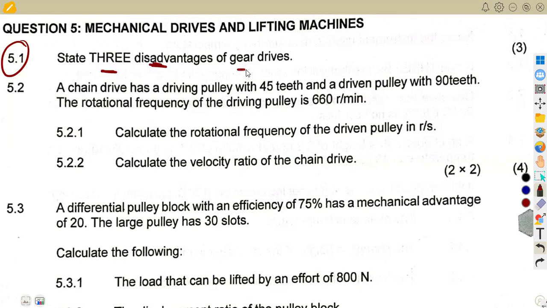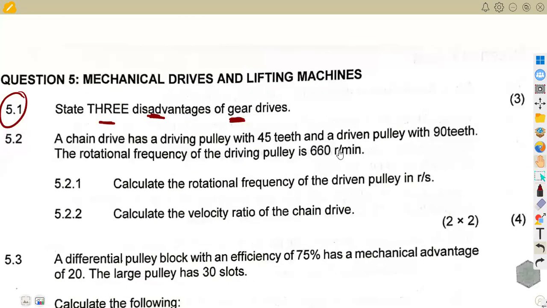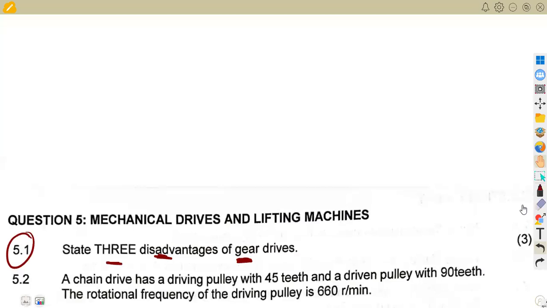disadvantages. Disadvantages of what? Of gear drives. I want us to be careful, the disadvantages of gear drives there. So we know of the advantages such as having a positive drive, the issue of being compact, this and that. But there, it was not about that. It was on the disadvantages. What are the disadvantages of the gear drives?